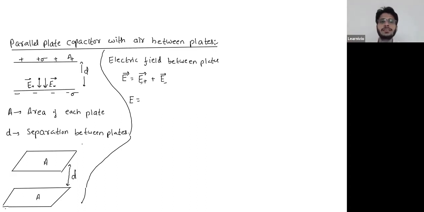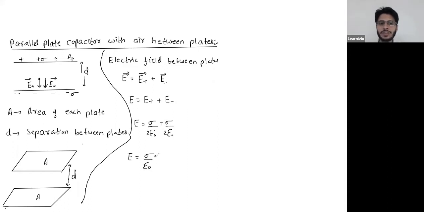So E plus and E minus are acting in the same direction, so it's simply E plus plus E minus. You can simply add them up algebraically. This E plus is the electric field due to this positive sheet. For a sheet, the expression of electric field is sigma by 2 epsilon naught. For the negative sheet, the charge density is the same, so it's again sigma by 2 epsilon naught. We are considering the magnitude of the field, so we don't consider the negative sign of the charge. So the net field between the plates is sigma by epsilon naught.